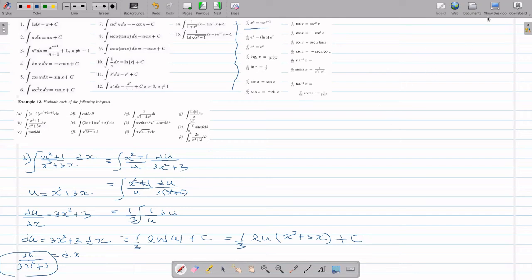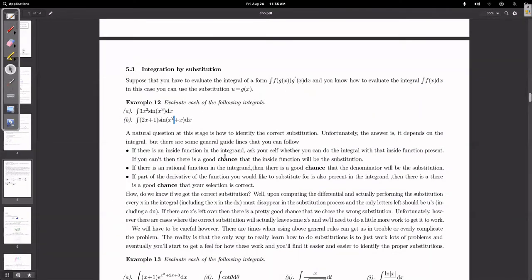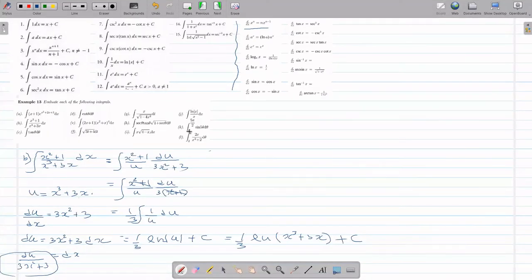Okay. So again, if we go over the rules, we pick the inside function as u, or the denominator of a rational function. Whatever we pick as u, normally part of the derivative is outside. Here the derivative of this one is 3x squared plus 3, but this x squared plus 1 goes with that. It's outside. We keep that outside part and cancel it out with this derivative. Then the whole thing comes in terms of u. Okay.